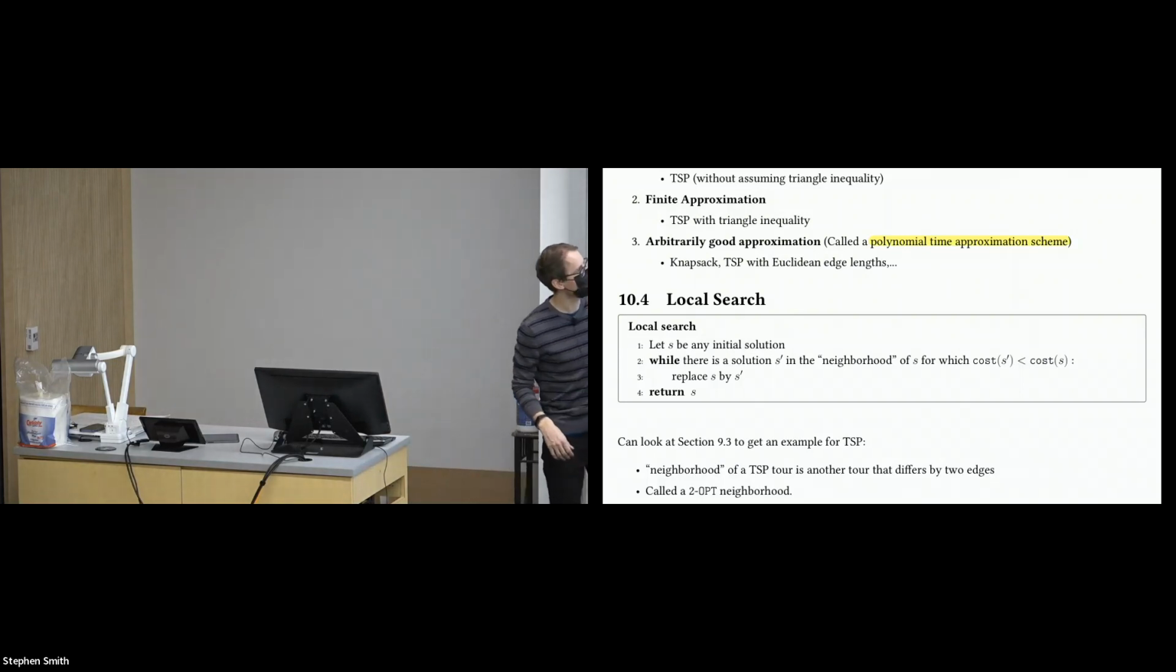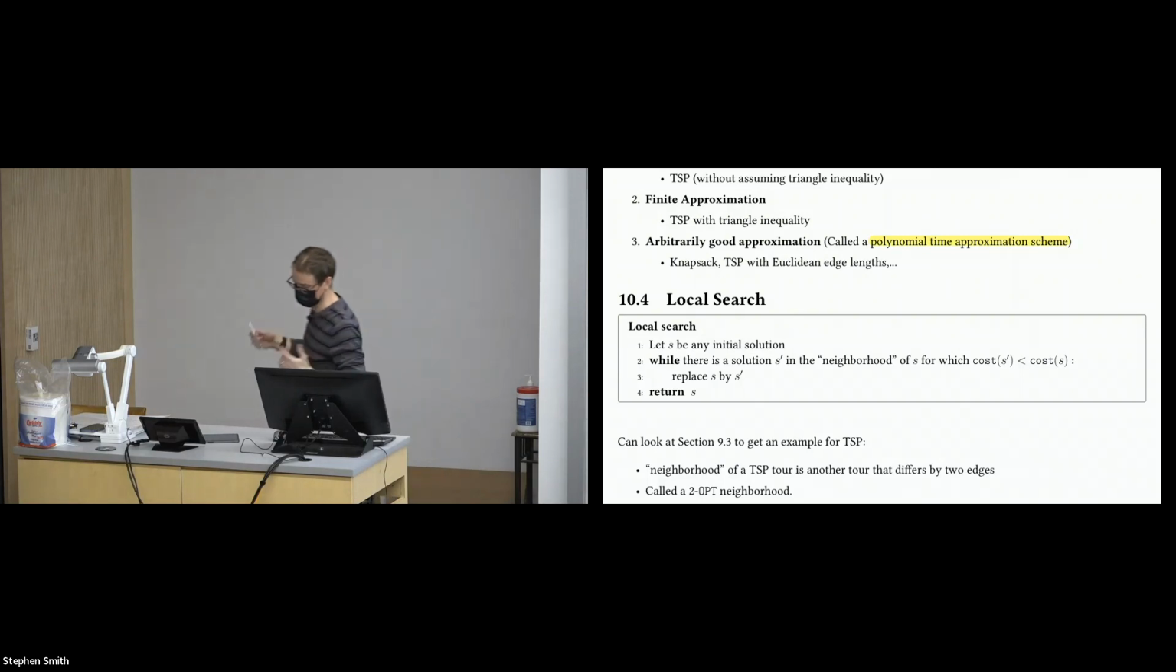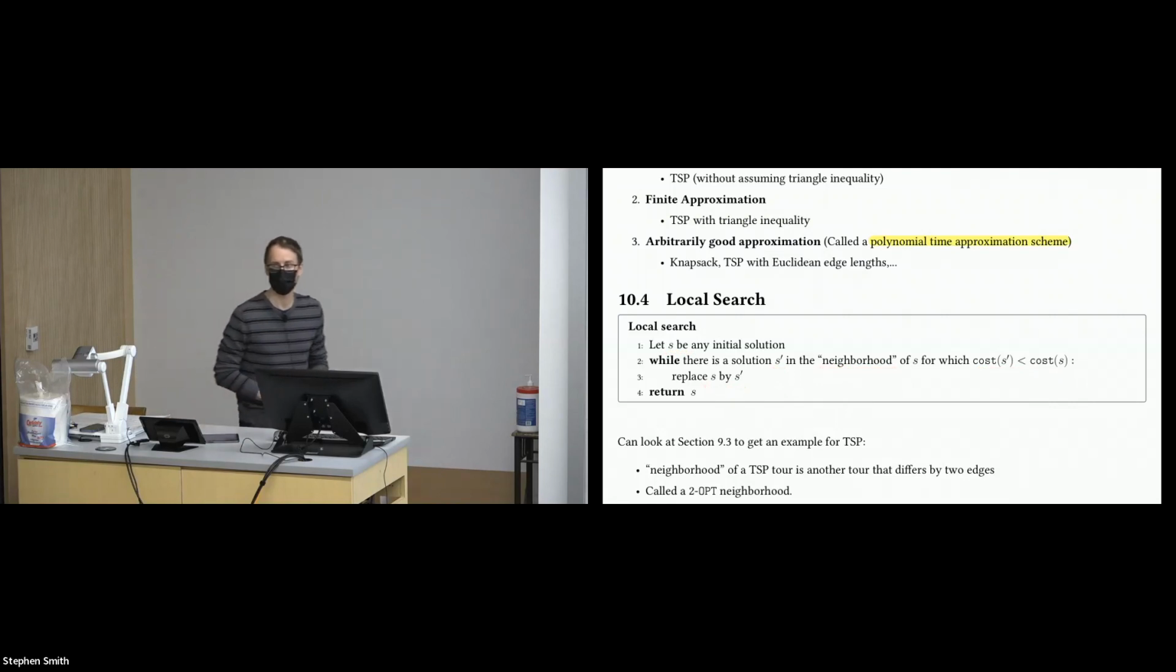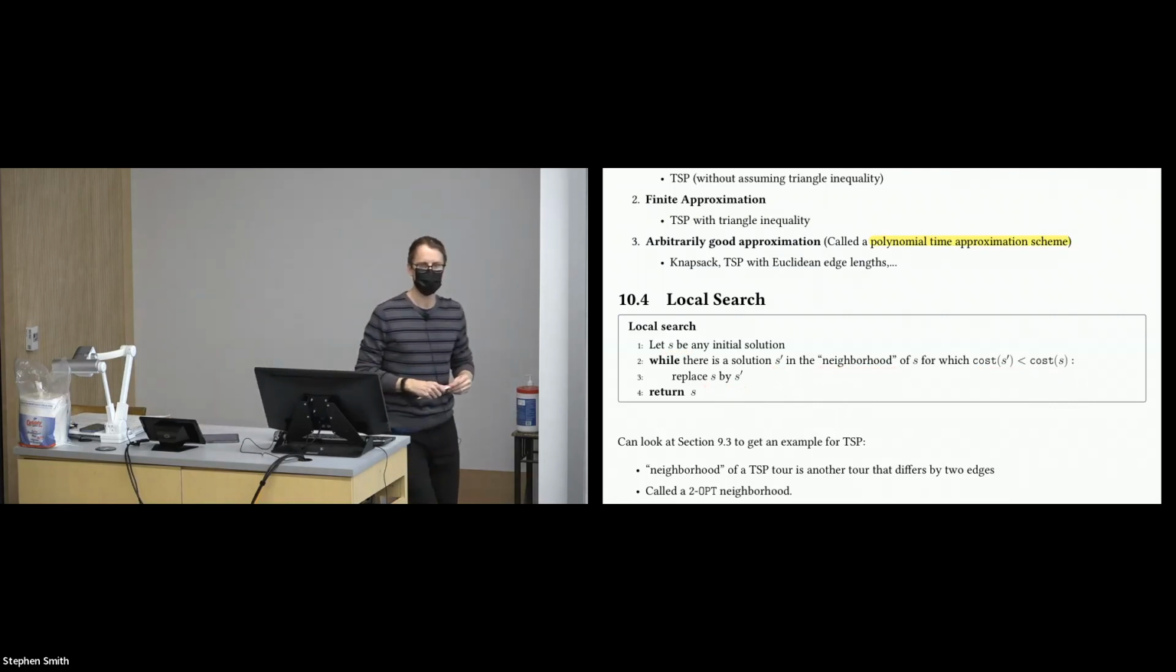And so one general paradigm is called local search, which really is what the simplex algorithm was doing, where basically we start with an initial solution, S, and we define a notion of neighborhood for solutions. And we say, well, if there is a solution S prime in the neighborhood that has better cost, move to S prime and repeat. That's all local search does.